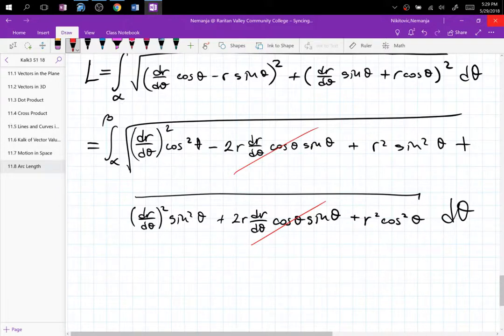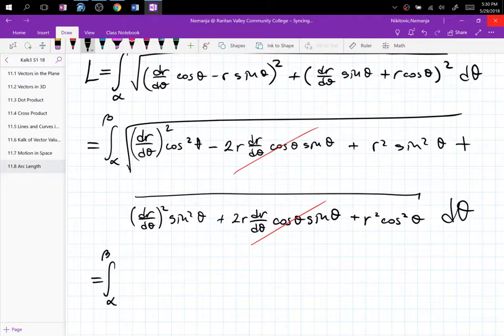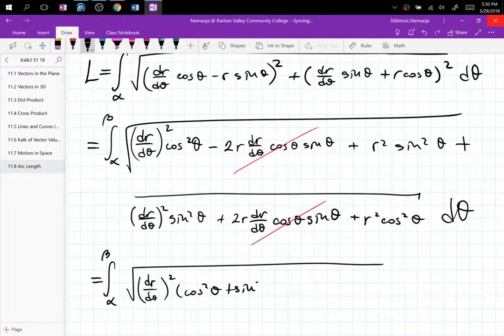So once they cancel, I can pull dr d theta squared out as a common factor, and what's left in the parentheses is cosine squared theta plus sine squared theta. That's 1. And then plus, I can pull out r squared, and what's left is again cosine squared theta plus sine squared theta. Everything d theta.